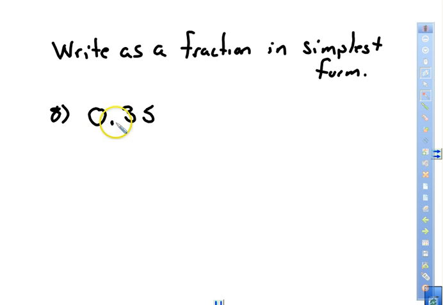So now we just simply need to say this number correctly, which is 35, and then the place value of the 5, which again is hundredths, so it's over 100. Now we've got to simplify it, and since they both end in 5 and 0, we can divide them both by 5. And so we get 7, and then 100 divided by 5 is 20.